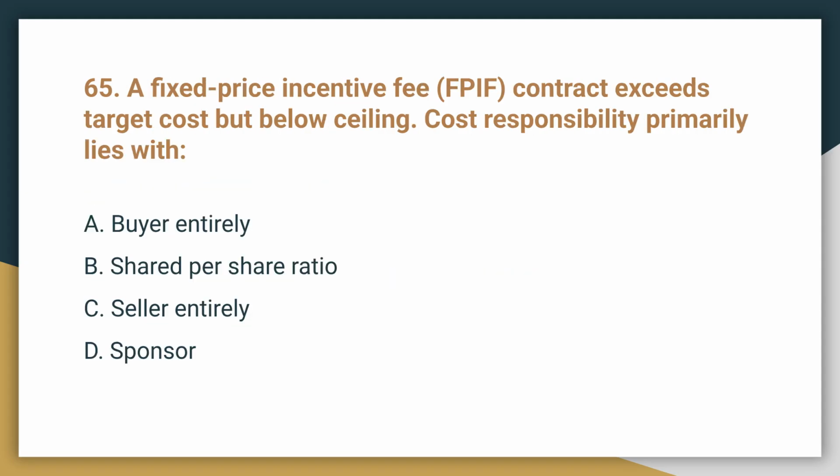Question 65. A fixed price incentive fee, or FPIF, contract exceeds the target cost but stays below the ceiling. Cost responsibility primarily lies with the shared per share ratio. In an FPIF contract, costs between the target and the ceiling are shared between the buyer and seller based on a predetermined ratio.